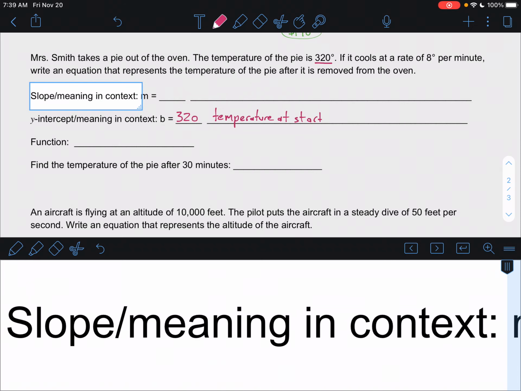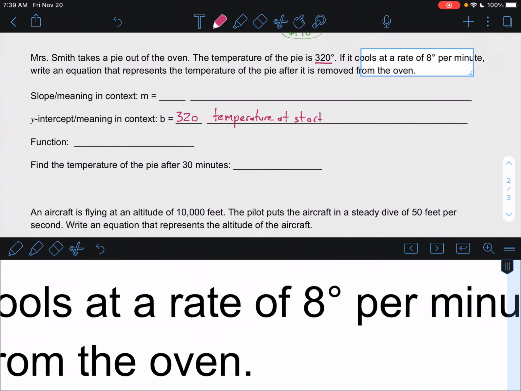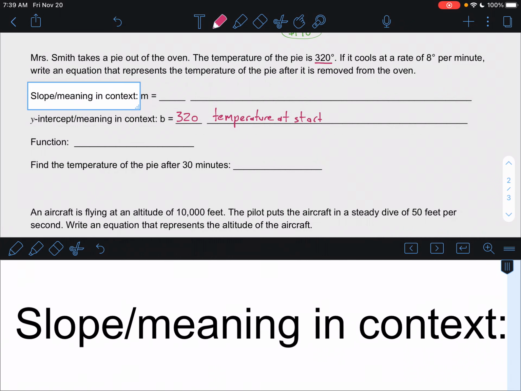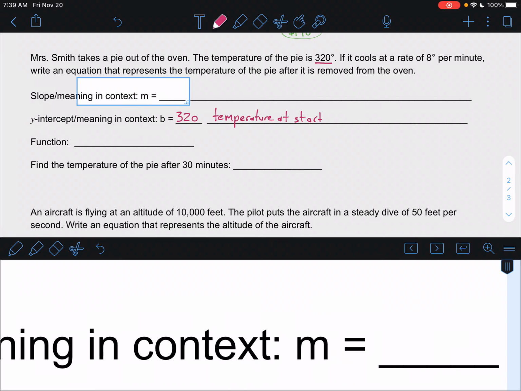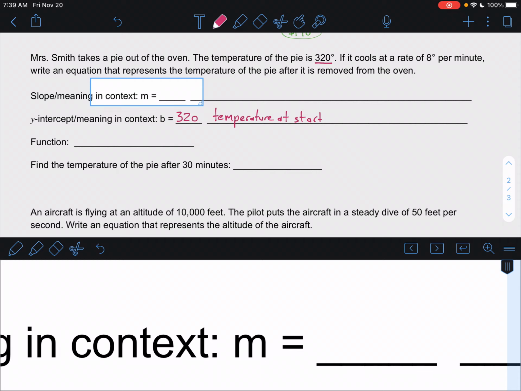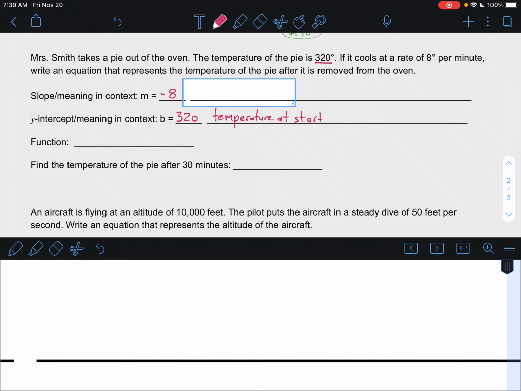And my slope here would be this 8 degrees. However, this pie is not getting hotter. It is cooling. So if it is cooling, I'm not going to be adding temperature to it. I'm not going to be adding 8 degrees every minute. I'm going to be subtracting 8 degrees every minute. So my m here is actually going to be -8, and that would be degrees lost per minute.